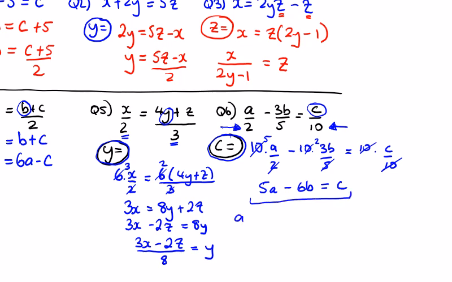What if we wanted a on its own? What's a equal to? 5a will be equal to c plus 6b. So a would be c plus 6b over 5. And as you move on in the study of mathematics, you're going to get equations with maybe more than 3 variables that you will need to simplify down. So these are building blocks to more difficult questions.